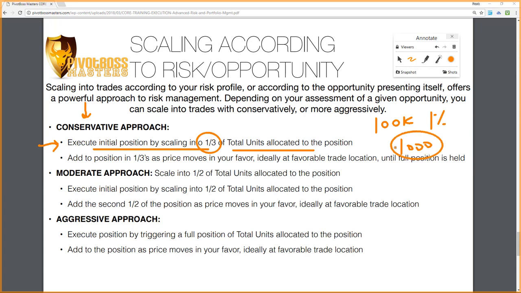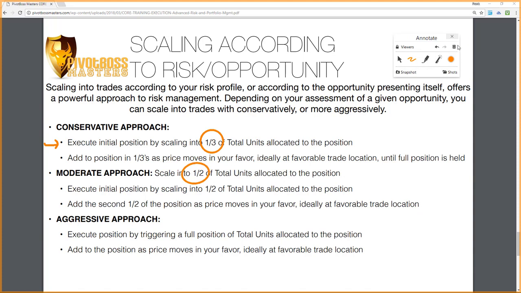$1,000 right here is what you can risk, and then you do your stop and you calculate everything, and that's 4 contracts or 3 contracts or 9 contracts, whatever that comes out to be. You can then scale into just a portion of that. If it's 9 contracts, you scale into 3, right? If it's 6 contracts, scale into 2, that type of thing. But for the most part, I really like scaling into an approach, into a third or a half.